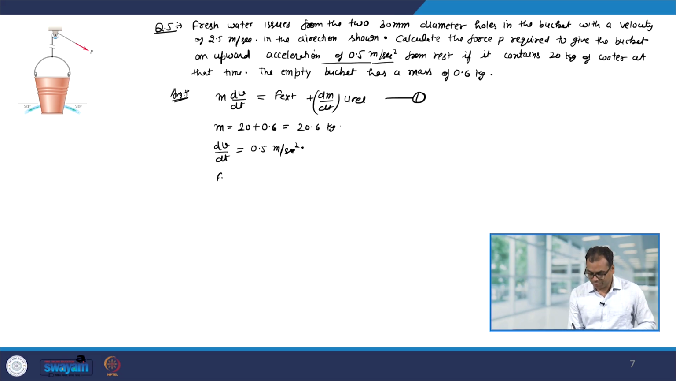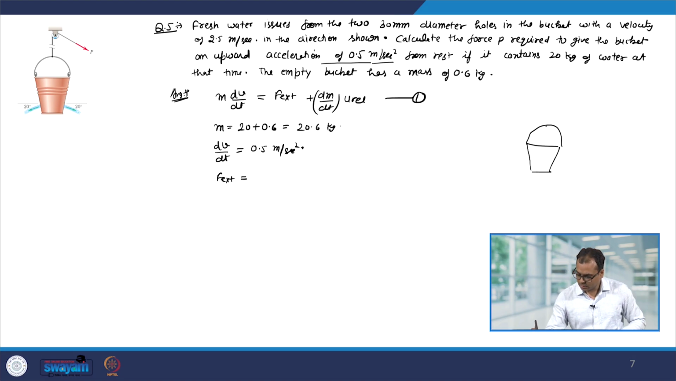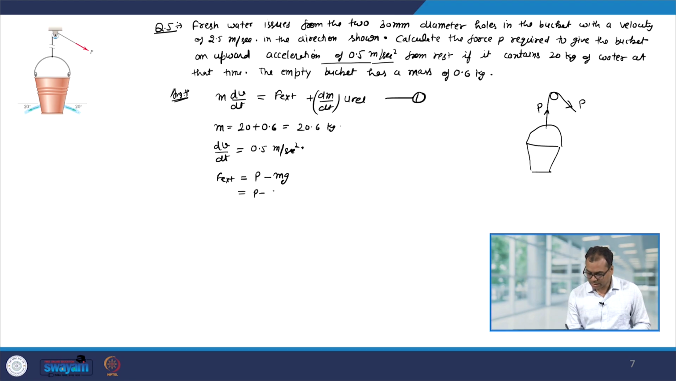Now, let us calculate F external. We have this bucket and it is pulled by this rope, and the force is P. The same force is going to act over here. Therefore, F external is P minus mg, where m is the mass of the water plus the bucket. So it will be P minus 20.6 multiplied by g, which is 9.81.